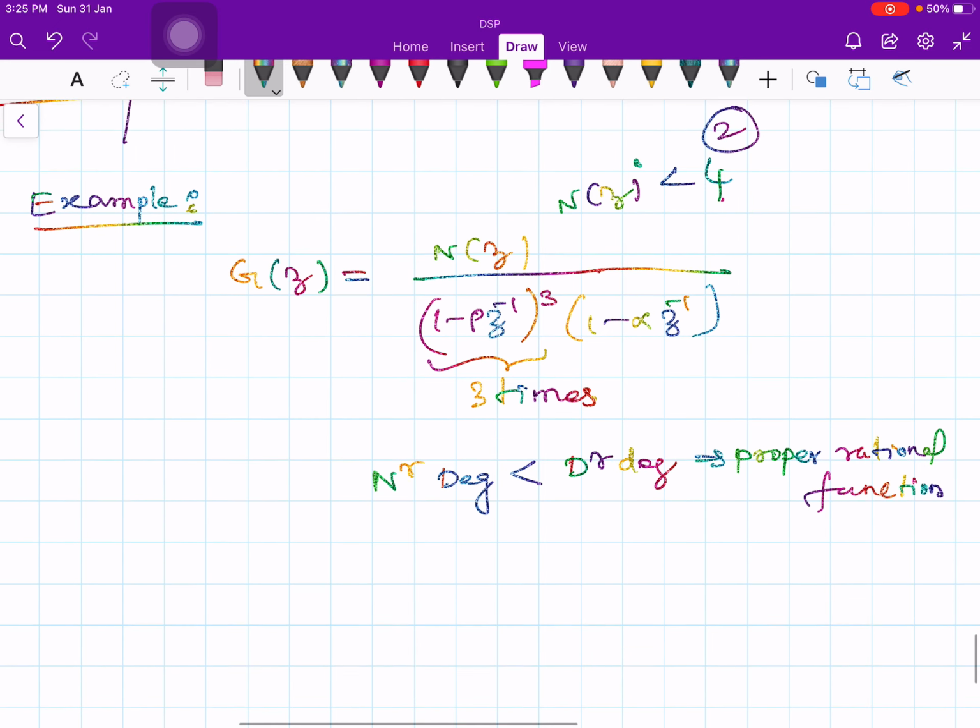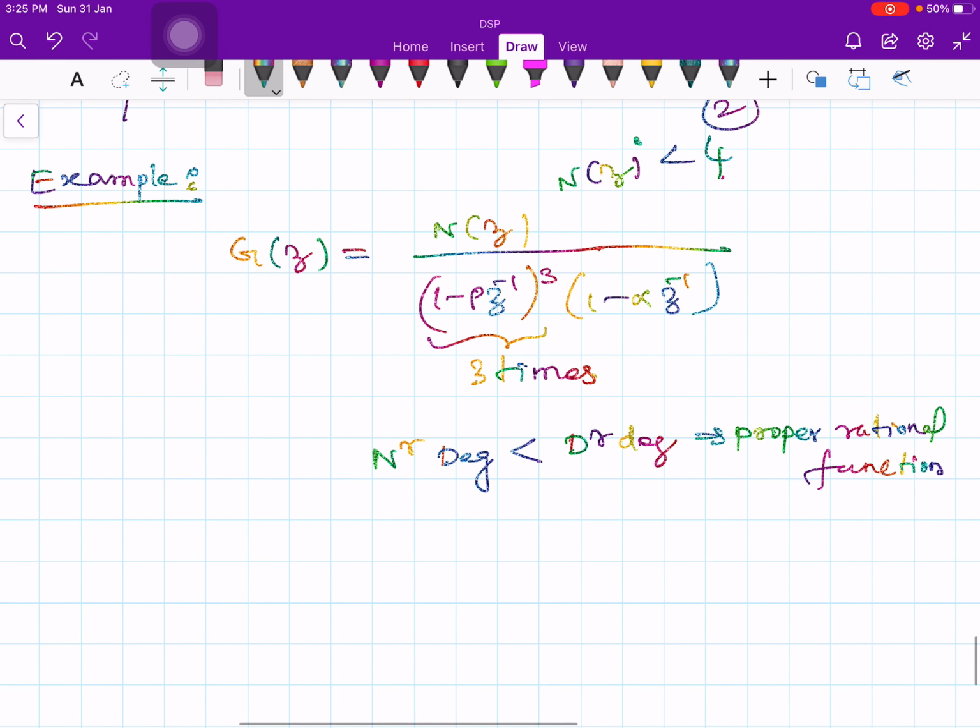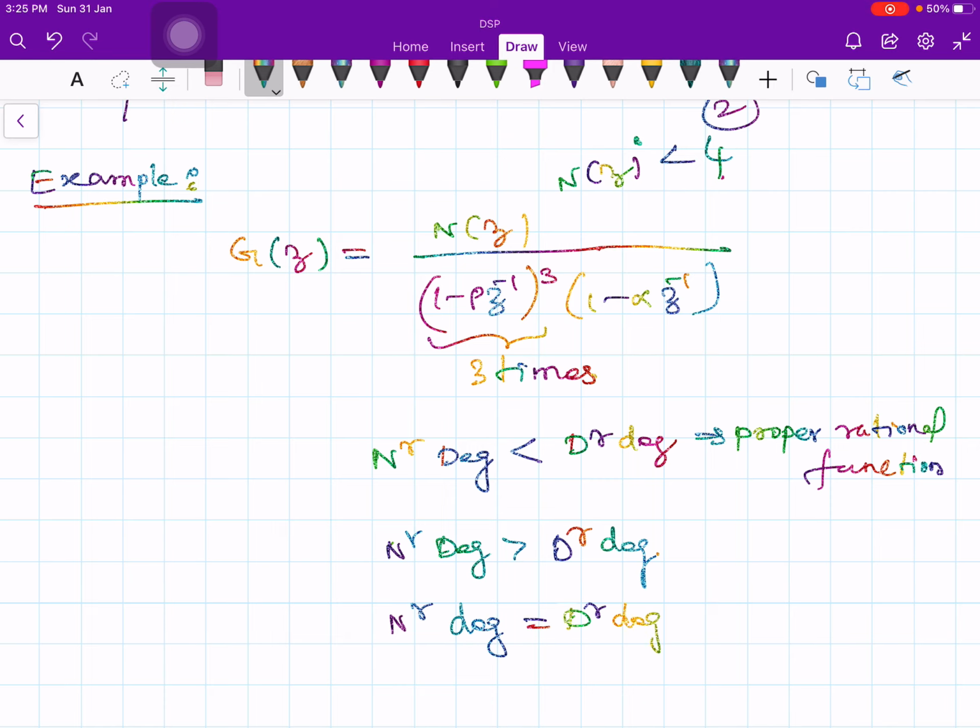Okay, see, there is nothing improper about the other rational function. That is, if the numerator degree exceeds the denominator degree, or in case the numerator degree is equal to the denominator degree, then this is called an improper rational function.